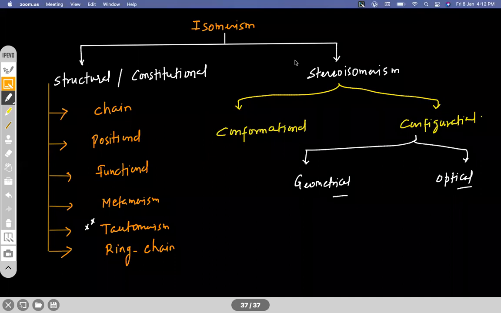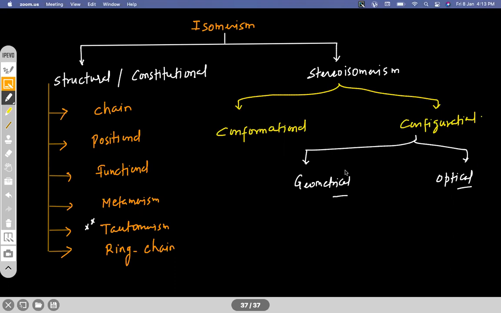Anyway, we'll start from the beginning only then. We'll do structural also, don't worry. No problem. But we'll start today with this part. Okay, geometrical and optical we'll start. We'll do the entire chapter again.